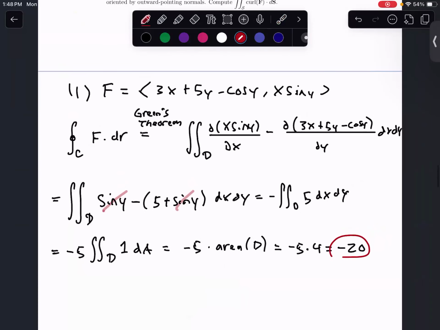Okay, so this is a classic Green's theorem problem, I guess. Again, it mentions area, and we only have a single integral, so we want to use Green's theorem, so that way we can incorporate the double integral as one way of thinking about things.